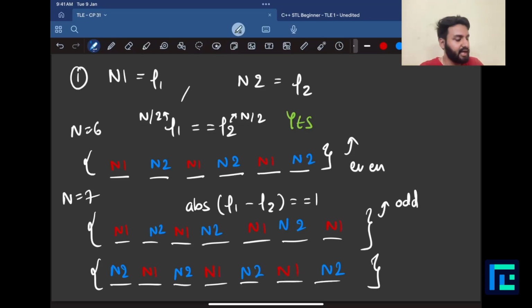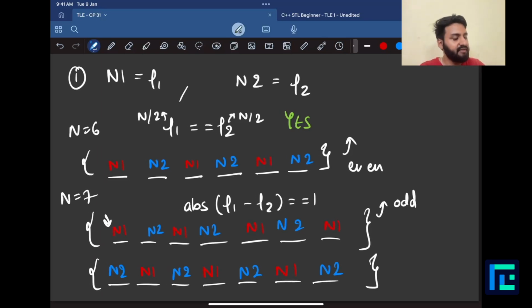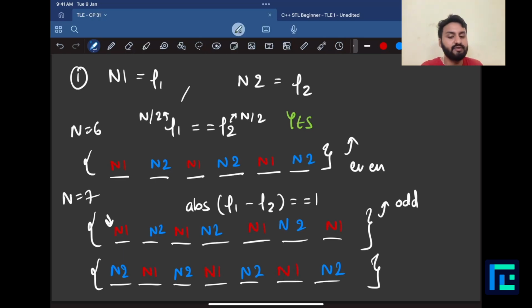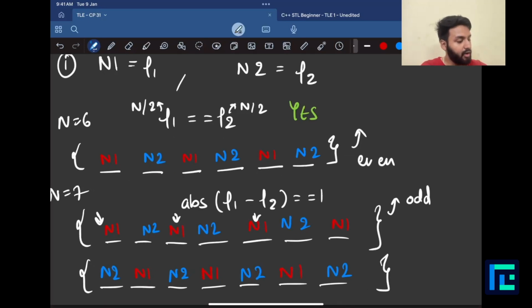So assuming n1's frequency was greater than n2's frequency by 1, I could have kept n1 at the odd locations. So odd, odd, odd, odd, 4 locations in total. And n2 at the even locations, even, even, even, so basically 3 locations. Can I say 4 is greater than or equal to 3? 4 is greater than 3 to be specific by only one difference.